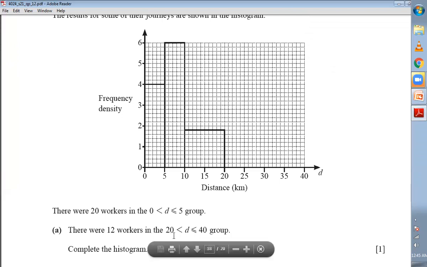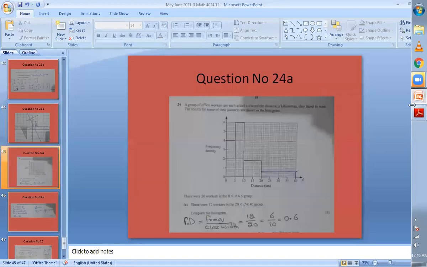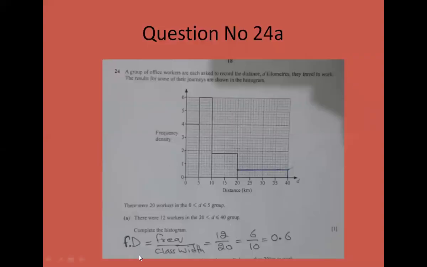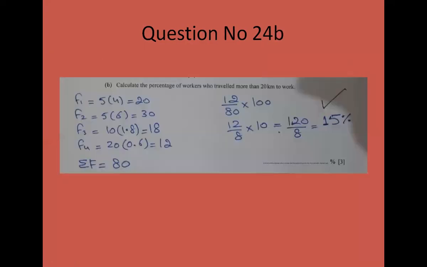If you want to complete the histogram, the formula for frequency density is frequency, that is 12, divided by class width. The class width from 20 to 40 is 20. So 12 divided by 20, which is 4 divided by 10, so 0.6. From 20 to 40, I will make a bar and its height will be 0.6. This is how I have completed the histogram.